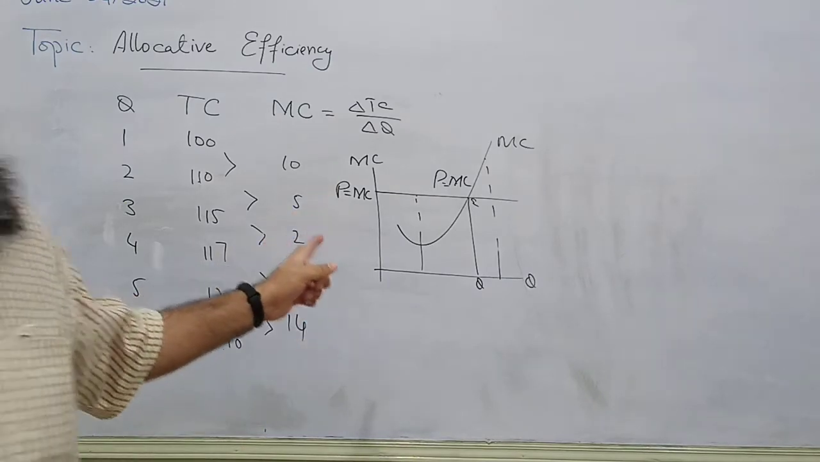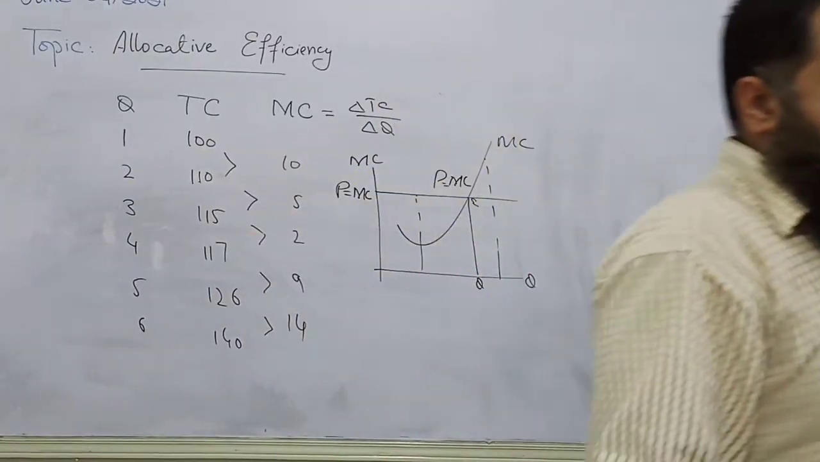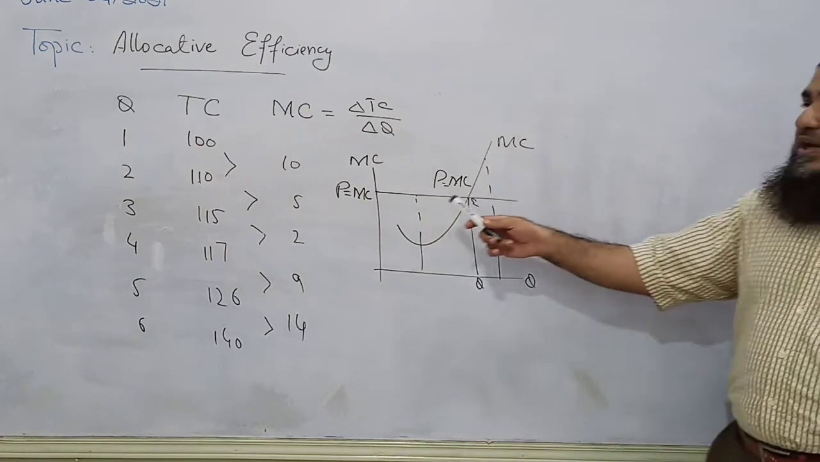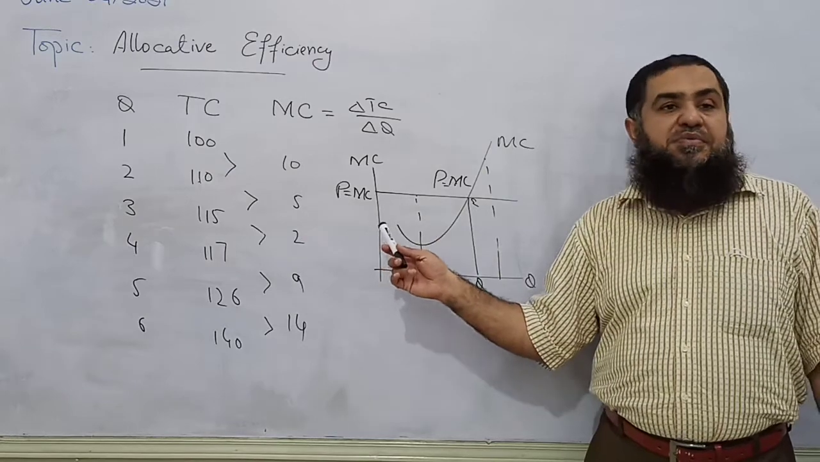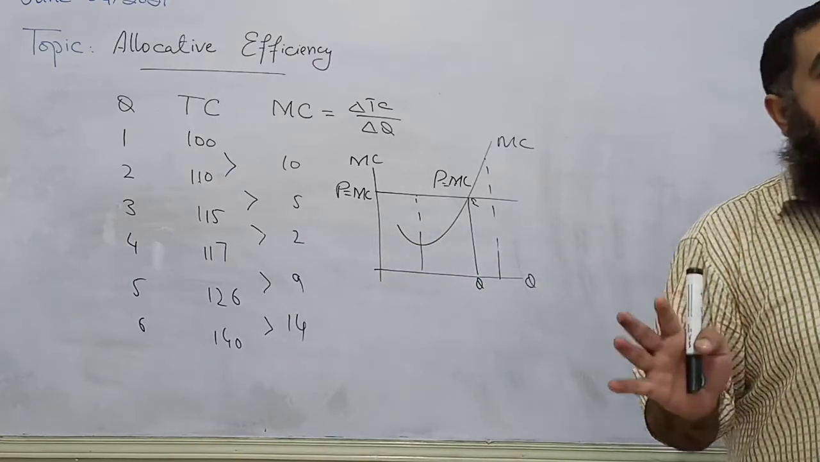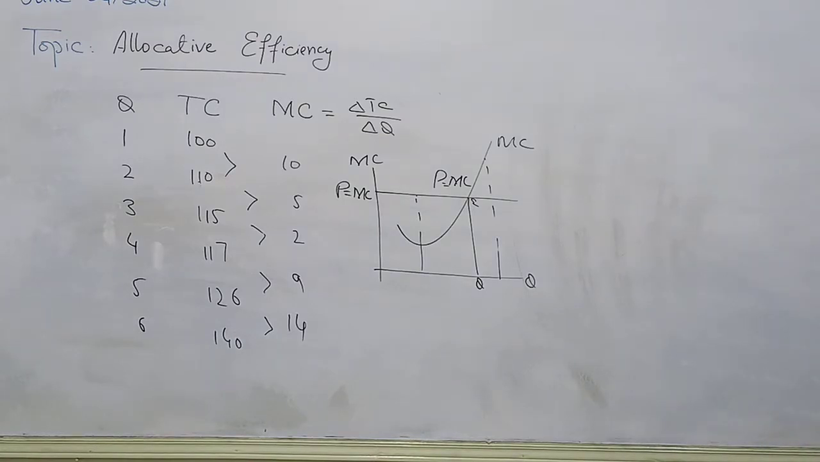I am not drawing the average total cost over here, I am talking about allocative efficiency. Yesterday we were talking about productive efficiency, that could be explained by using average total cost. When we talk about allocative efficiency of the firm, that could be achieved by equating price with the marginal cost of production. So the firm will be able to achieve allocative efficiency.